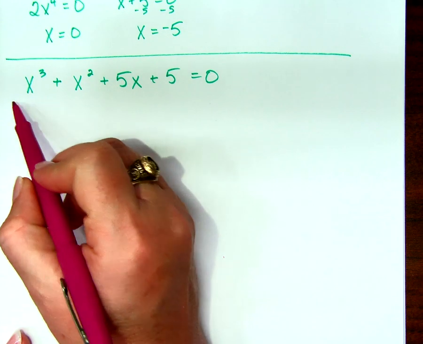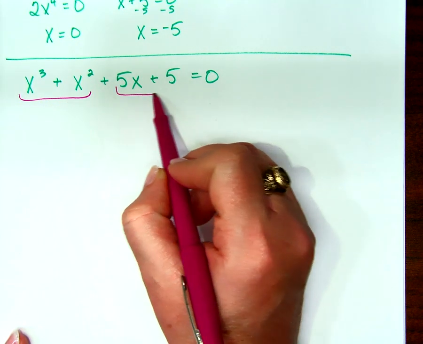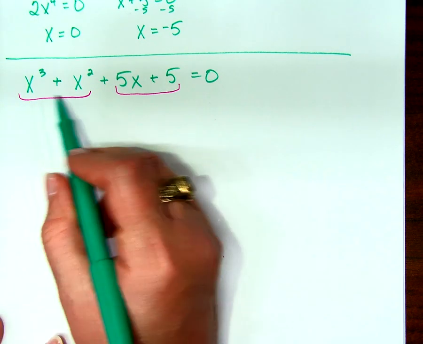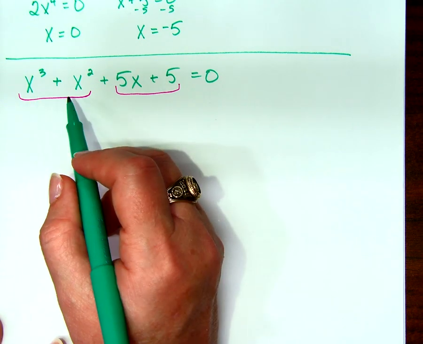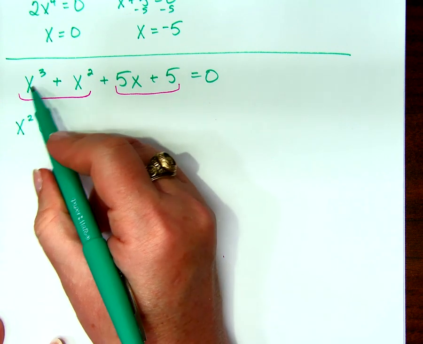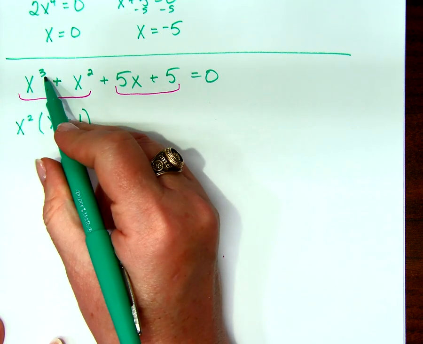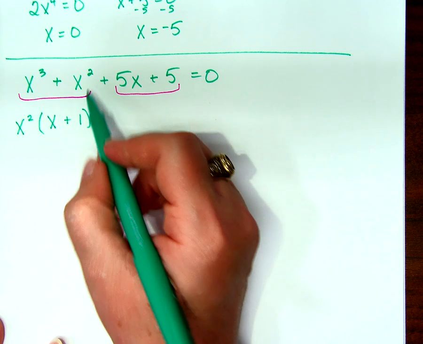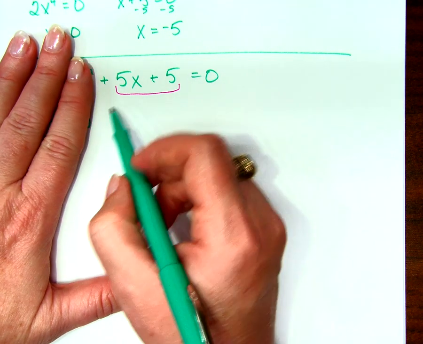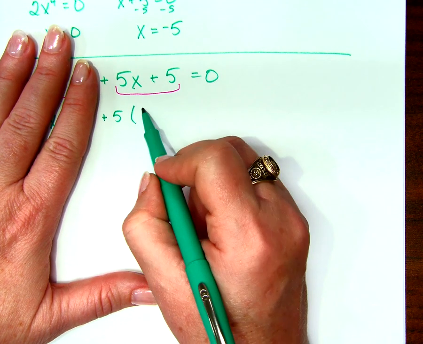Exactly. Okay, so we're going to look just at the first 2 terms and then separately just at the second 2 terms. So if I look at just the first 2 terms, what do these 2 terms have in common? What's their greatest common factor? x squared. And what's left if I divide this term by x squared? So x plus 1. Because this term divided by x squared is x, and this term divided by x squared is 1. What about in the second 2? What's common in just the second 2 terms? So 5. If I factor out a 5 from each term, what do I have left?